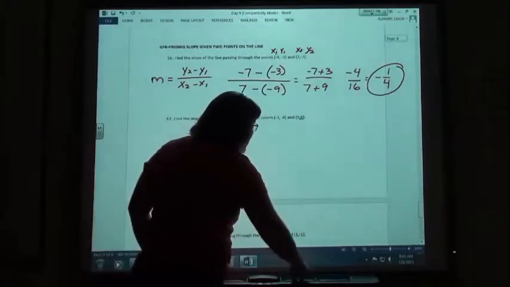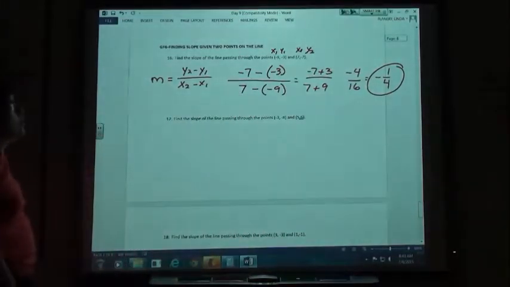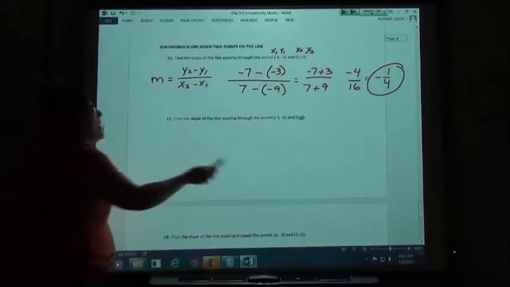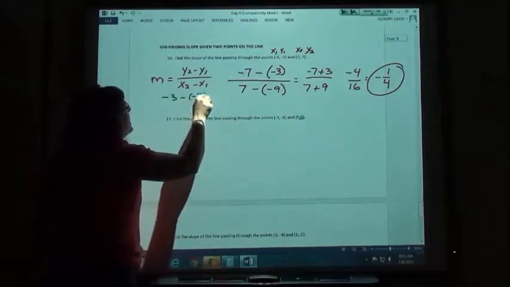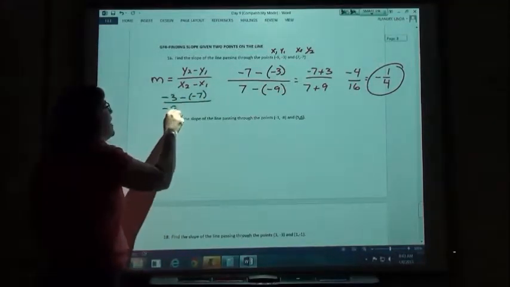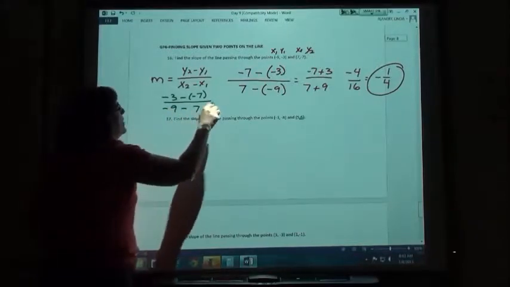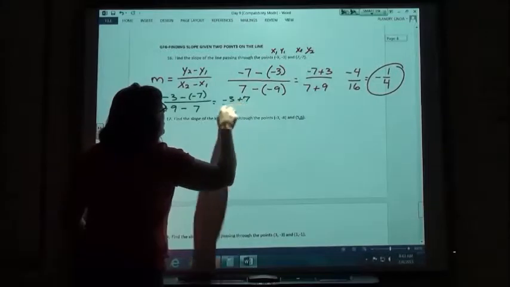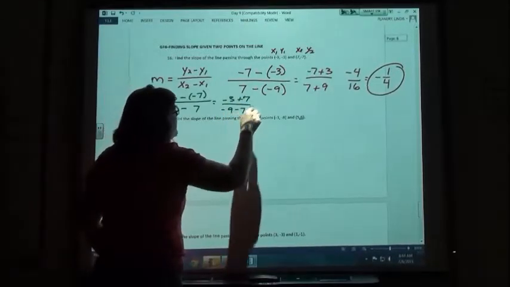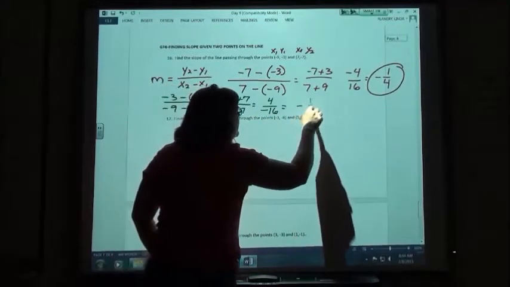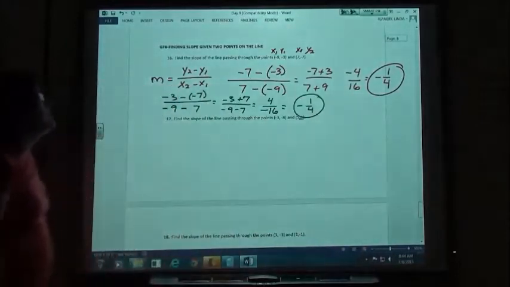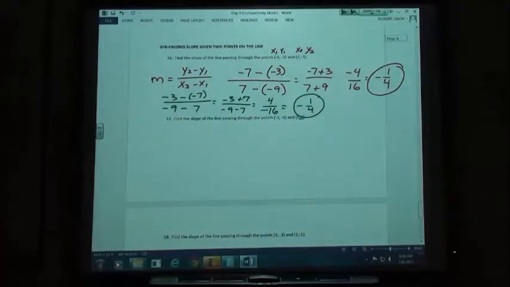Now just for fun, if I do that same problem, but I do it in the other order, if I do the y minus the y, saying this is 2 and this is 1, I would take -3 minus -7, and then I would take -9 minus just the 7. So I would have -3 plus 7 on top, and -9 minus 7 on the bottom. I would get 4 over -16, which again simplifies to the -1/4. So just to show you, the order really doesn't matter. That's just the order they're going to show you, since they're going to say I'm going to take the y value from point 2 minus the y value from point 1.